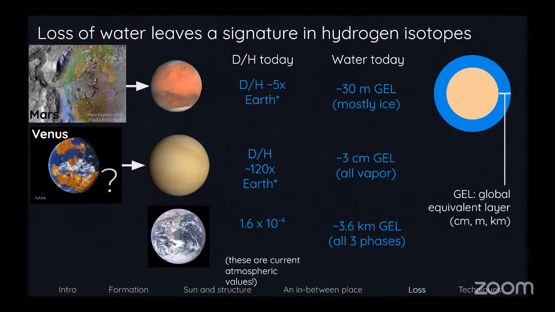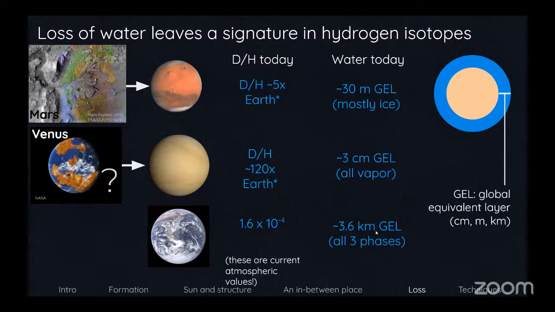On Mars, we also have the benefit of being able to look at the surface and see where water used to flow. We can send rovers there and actually get samples and test them. Venus is trickier because it's very hard to go to the surface due to the high pressure and temperature. But because it has this D to H enhancement and we see a similar effect on Mars, we think this process probably happened at Venus as well.